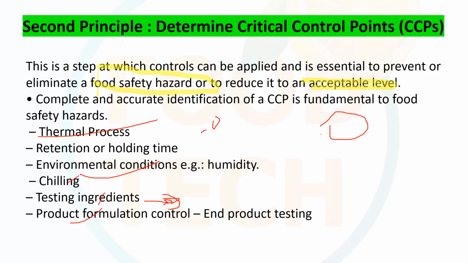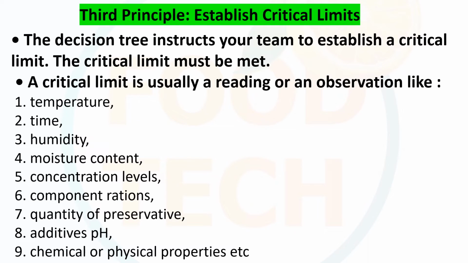So moving to the next slide, here it is, all I have told you about the critical control point. Now let's move to the other side. There is the third principle, establishing the critical limit, up to which we can control this. Critical limit is an observation, like what is the temperature, time, humidity, moisture content, concentration level. Above that it is not able to.